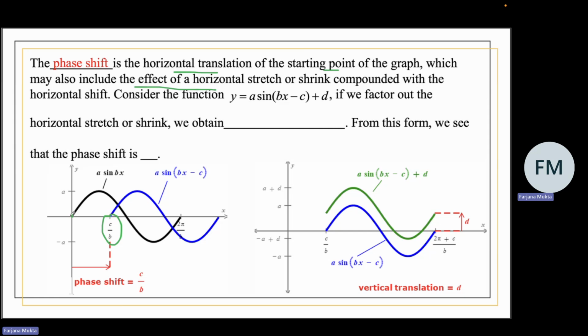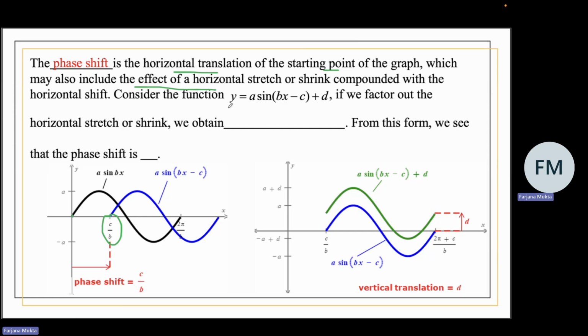So if we just have a horizontal shift, let's say by pi units, as we have seen in one example before, then my starting point 0 is moving to pi, right? So that's my phase shift. Now again, that corresponds to both horizontal shift and horizontal shrink or stretch if you have both.